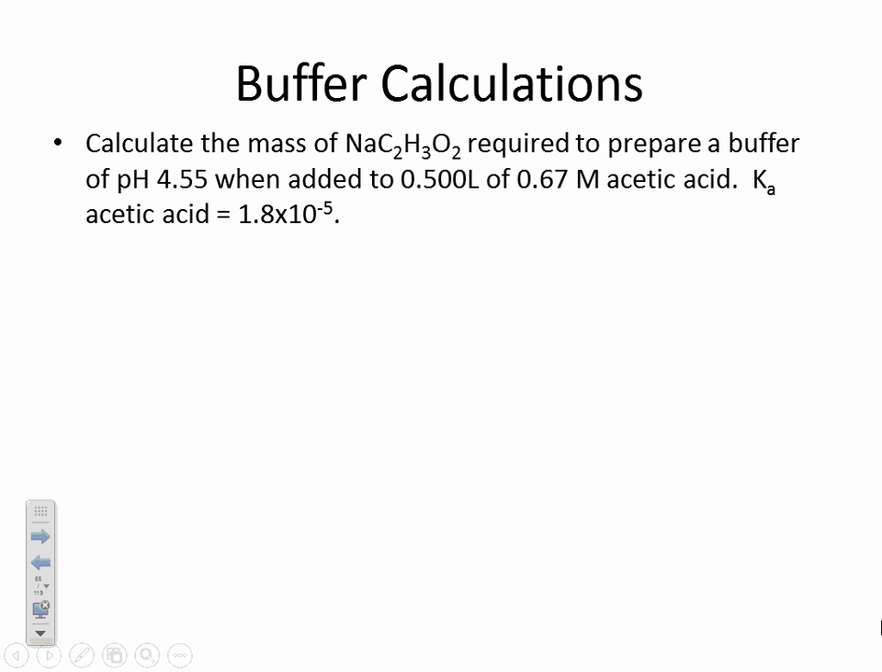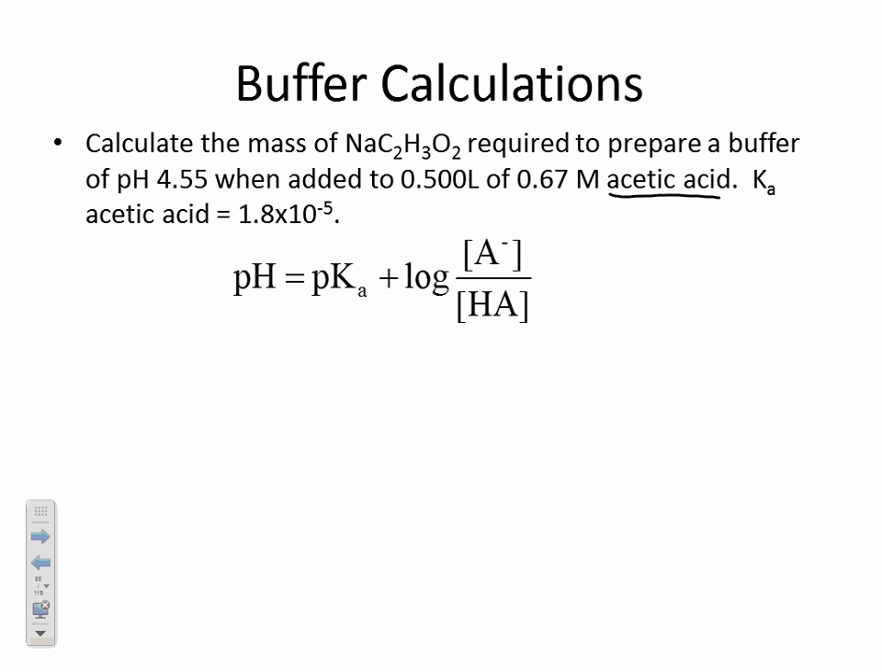So then just another type of problem: calculate the mass of sodium acetate required to prepare a buffer of pH 4.55 when added to 0.5 liters of 0.67 molar acetic acid, and the Ka value for acetic acid is given. So this is basically going into how do you make a buffer, buffer creation calculations. So thinking about this problem right here, what do we have in solution? Well, we have acetic acid, right? So that's HOAc.